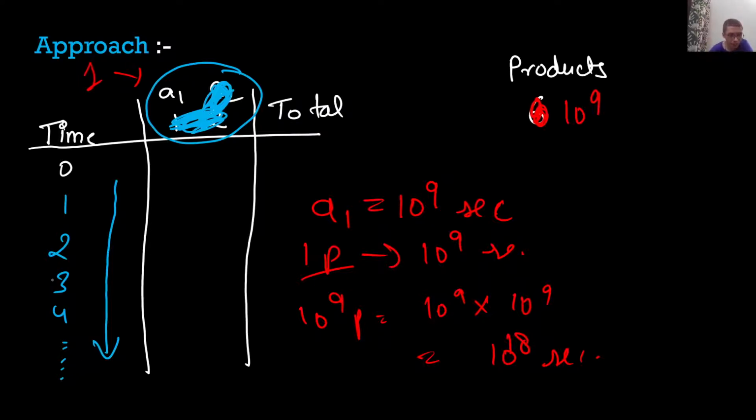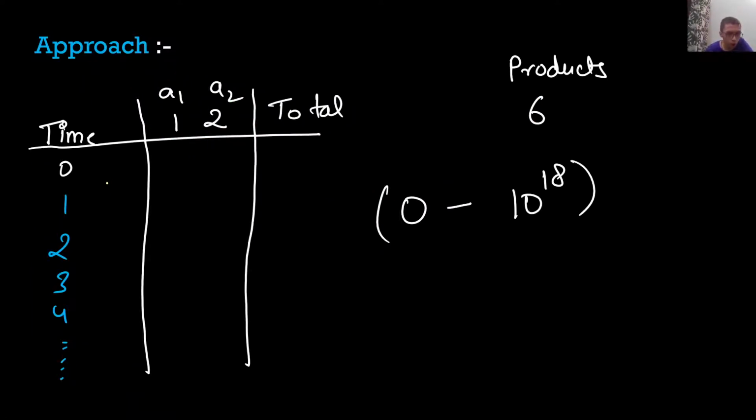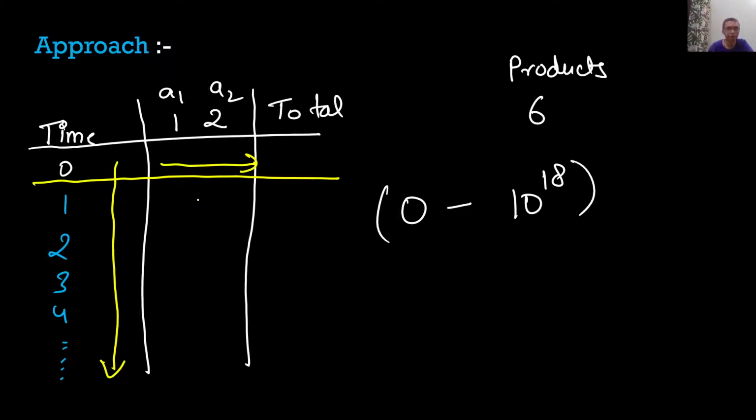So in the worst case, the minimum possible time could be 10 to the power 18, right? Which is extremely huge. So over here, I'm using a loop for this and another loop for this to get the number of products at a particular time, right?